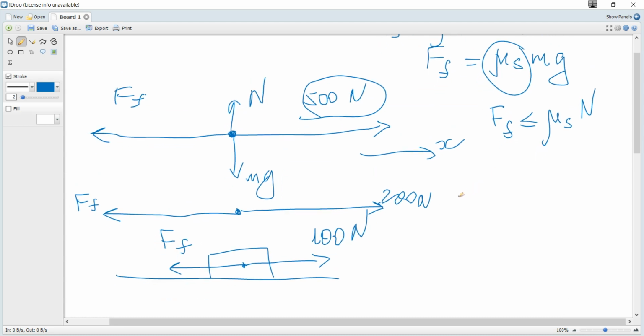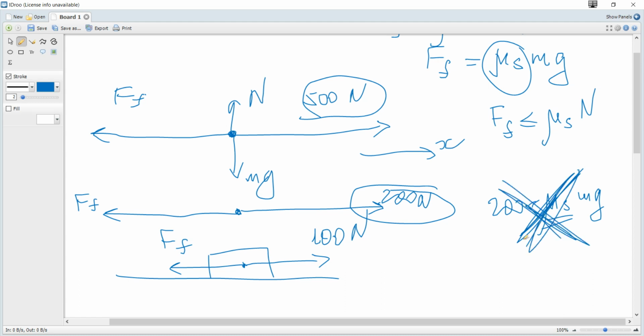And don't get confused, mu s has only one value. For example, when there is a 200 newton force, it doesn't mean that you should consider 200 is mu s mg and calculate mu s, which is less than this value. It doesn't make sense, it's not correct. The static frictional force is less than this critical value.